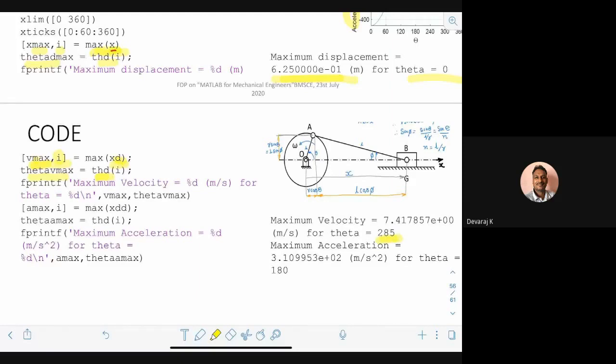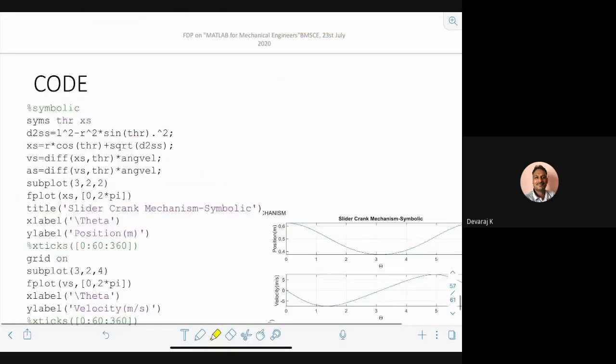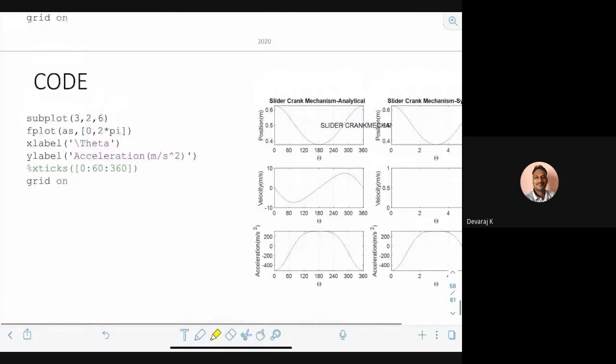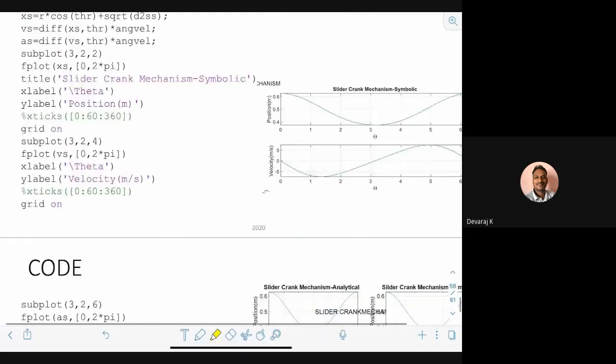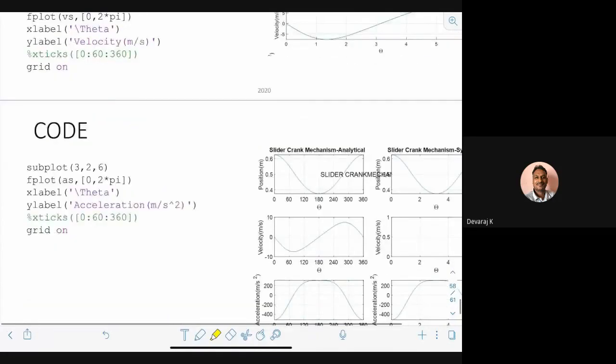Similarly, you can always find the acceleration also, and the maximum acceleration happens at the extreme position because the direction changes there. Now, why we required the subplot: velocity is in terms of meters per second, displacement is in terms of meters, and acceleration is in terms of meters per second square. Therefore, we have all these three graphs coming into the picture, one below the other.